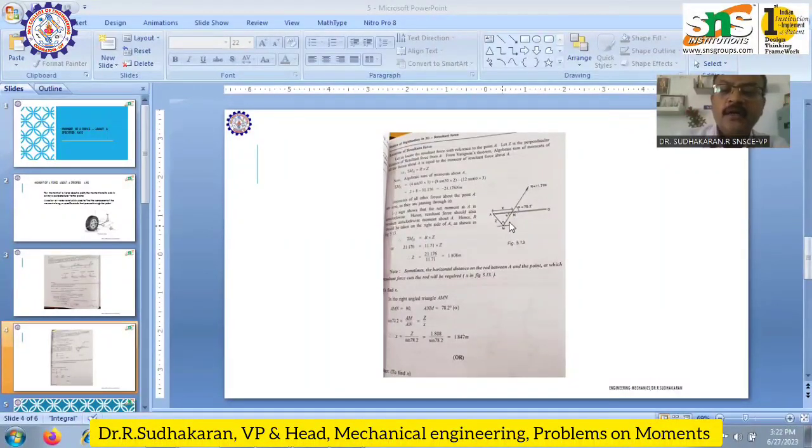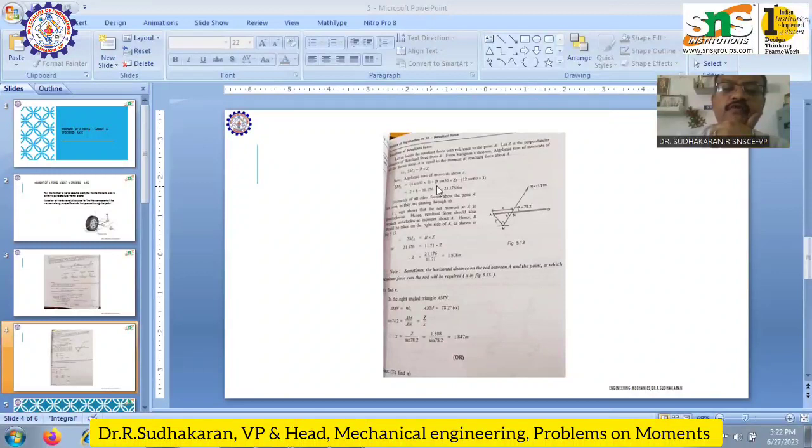And the force can be transferred along its line of action to any point. So the force is brought over here, to that point M. From point A, the perpendicular distance is taken as z. Now, I am finding the sum of the moments of all the forces about point A.